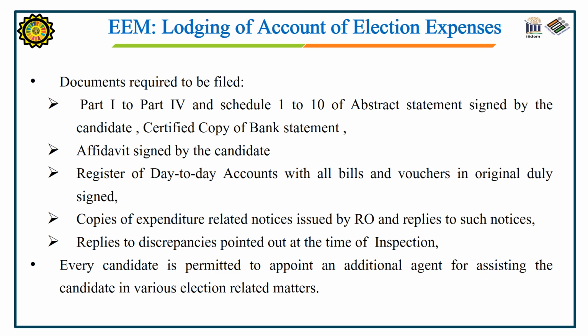Documents required to be filed are Part 1 to Part 4 and Schedule 1 to 10 of the abstract statement signed by the candidate, certified copy of bank statement, affidavit signed by the candidate, register of day-to-day account along with all the bills and vouchers in original duly signed, copies of expenditure related notices issued by the returning officer and replies to such notices, and replies to discrepancies pointed out at the time of inspection. Every candidate is permitted to appoint an additional agent for assisting the candidate in various election related matters.